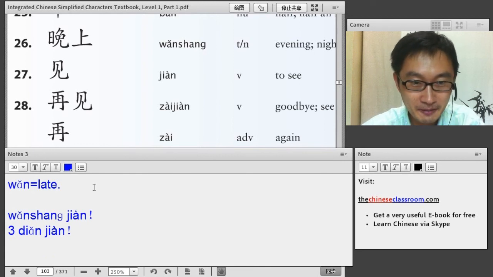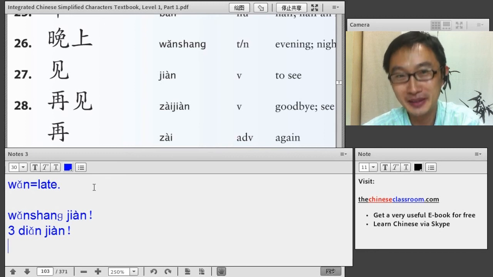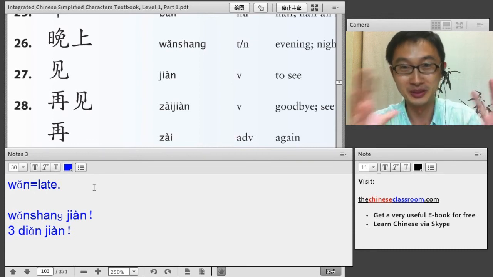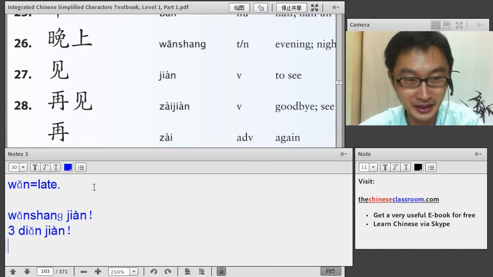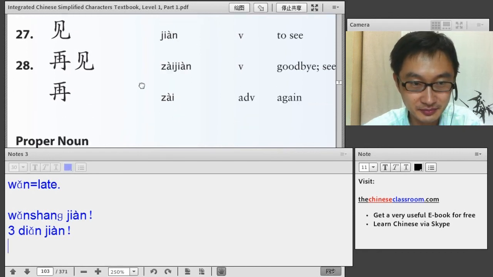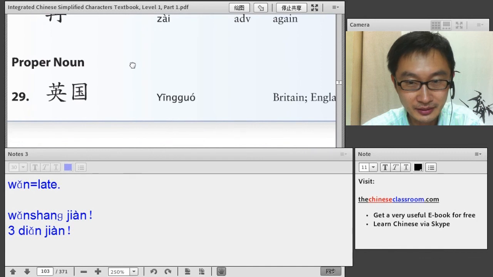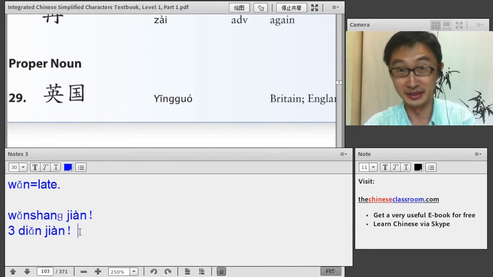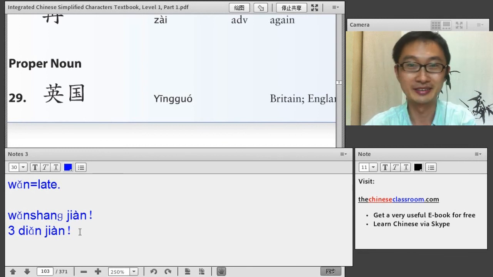Easy, eh? Then, 再见. I think you may know this already. 再见 is bye bye. 再 means again. Actually, 再见 means again see. So remember, we do something at the end, so we put again first. Again see means see you again. In Chinese, it's not necessary to put you. In this case, you just say again see. Okay. Then the proper noun. 英国. 国 is country. Now, 英 sounds like England, so we say it's the England country.